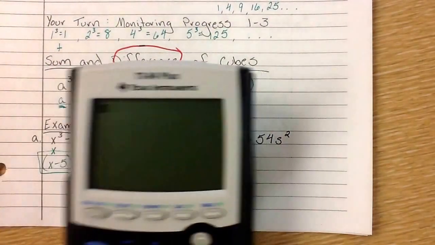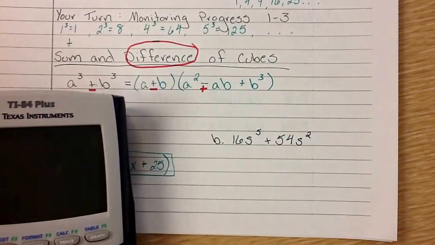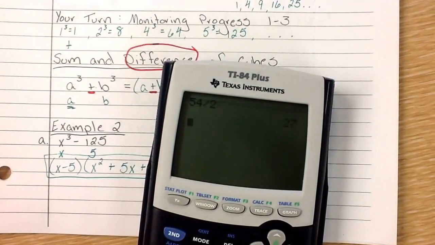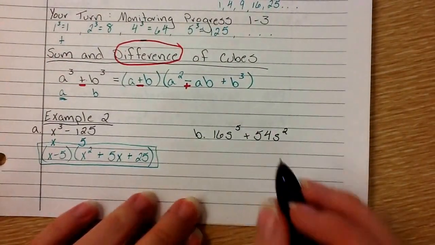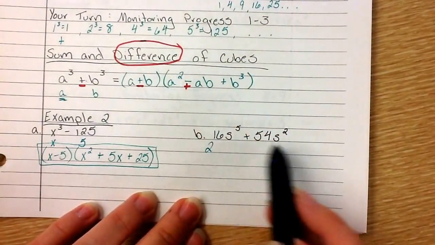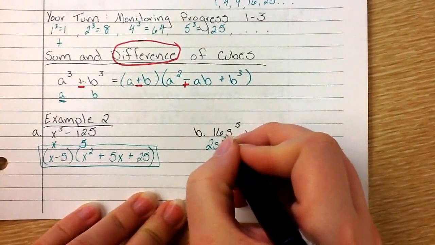What about 4? Because 4 goes into 16. Nope, so let's try something else. What about 2? 2 will work. So I can take out a 2. So I'm going to factor out a 2. And I can also factor out some s's. I've got 5 of them here, 2 of them there. So we'll take out 2 s's.